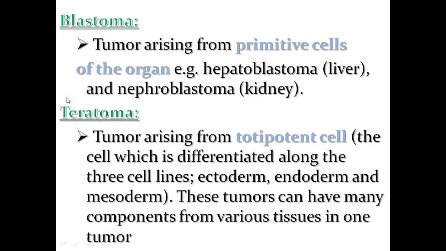Oma means mass, terato because it is derived from totipotent cell. Okay, teratoma may be benign or malignant, by the way, so we cannot classify it as benign or malignant. Sometimes it behaves in a benign fashion, sometimes it behaves in a malignant fashion. So teratoma is a tumor that arises from totipotent cells, TT, okay, to remember. Okay, the cells that have the ability to differentiate along any cell line, ectoderm, endoderm, or mesoderm. So these tumors can have any component from any tissue in the tumor itself.